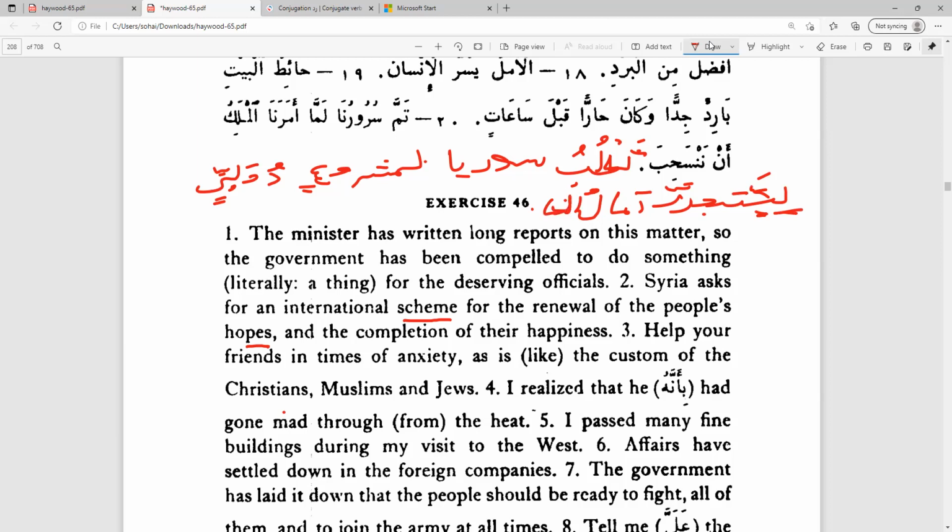Are you doing this, Farhana, or just doing it on paper? Yes sir, but I don't know the other words. Completion also I don't know. So completion, you say atamma, yatimmu. So: تطلب سوريا لمشروع دولي لتتجدد آمال الناس و لإتمام of their happiness, the happiness.